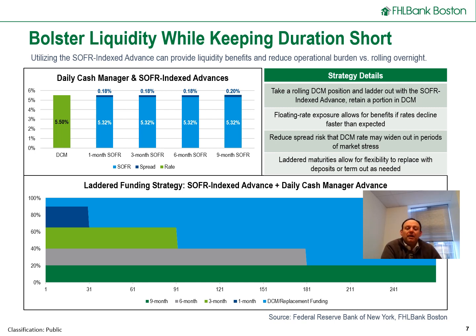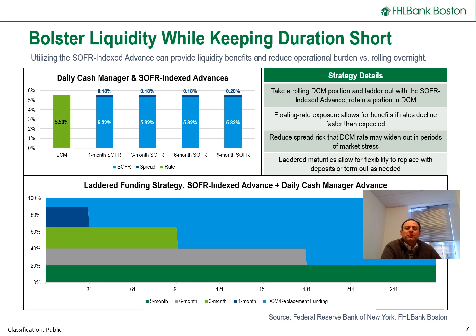So you can see here in the top left, the daily cash manager was recently priced at 5.50, and we can look at some of the examples for the SOFR Index Advance at various short terms, 1, 3, 6, and 9 months. And the way that all-in rate is derived is it starts with the SOFR index at 5.32 and then adds the spread for the advance. In this case, 18 basis points for the 1, 3, and 6 month, and then 20 basis points for the 9-month advance. And you can see when you add those up, the day one rate is equivalent for the 1 month, 3 month, and 6 month SOFR relative to the daily cash manager.